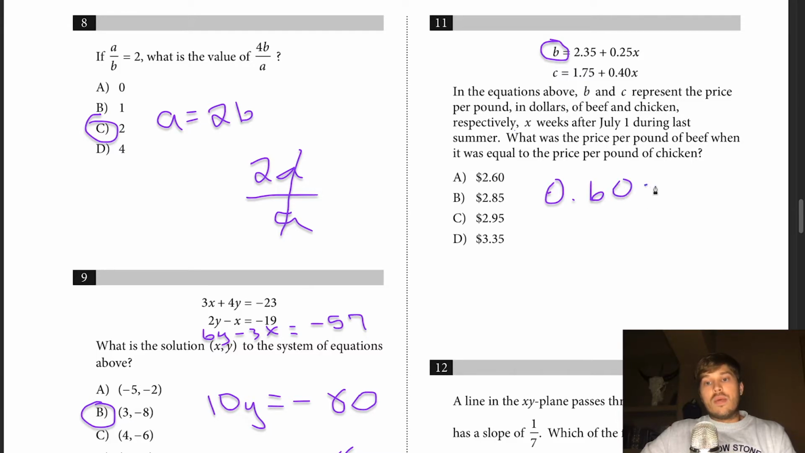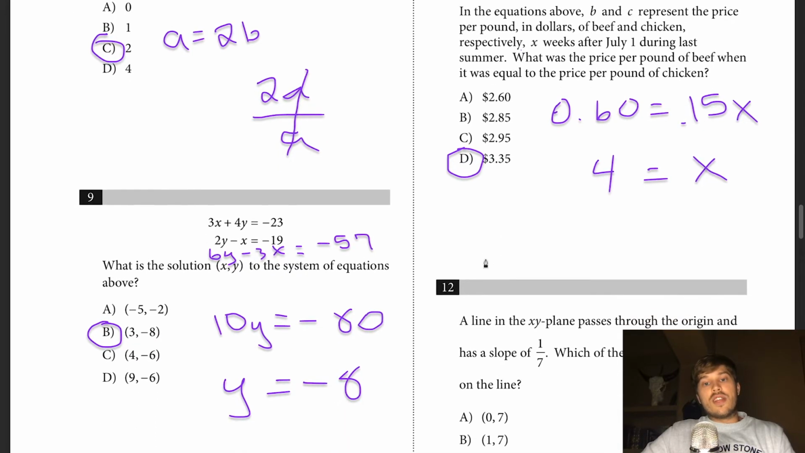And this is going to equal what? Well, it's going to equal the difference between these two. So this equals 0.15x. We can solve for x and get x equals 4, because we know 15 times 4 is 60. And so you might be thinking, well, 4 is not here. Well, that's right, but we need to plug in 4 for this beef equation. So 235 plus 4 times 25 cents, which is $1. So this total is D, 335. Okay, good stuff. We're moving quickly.